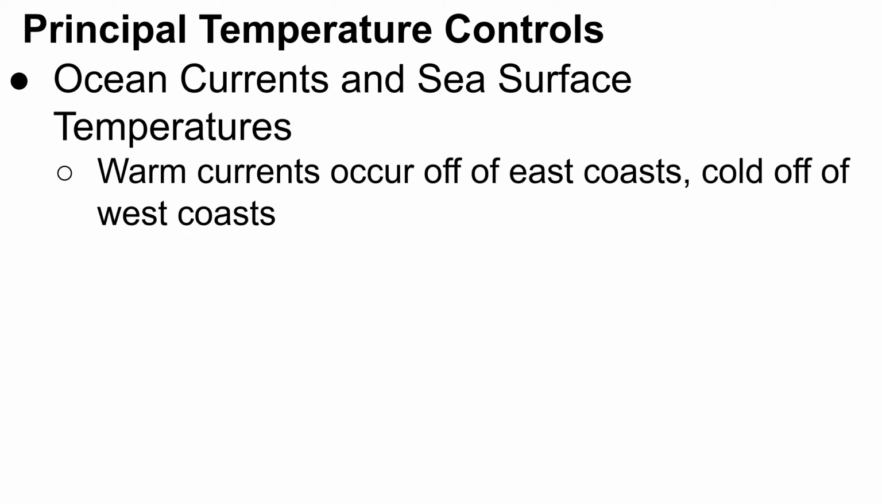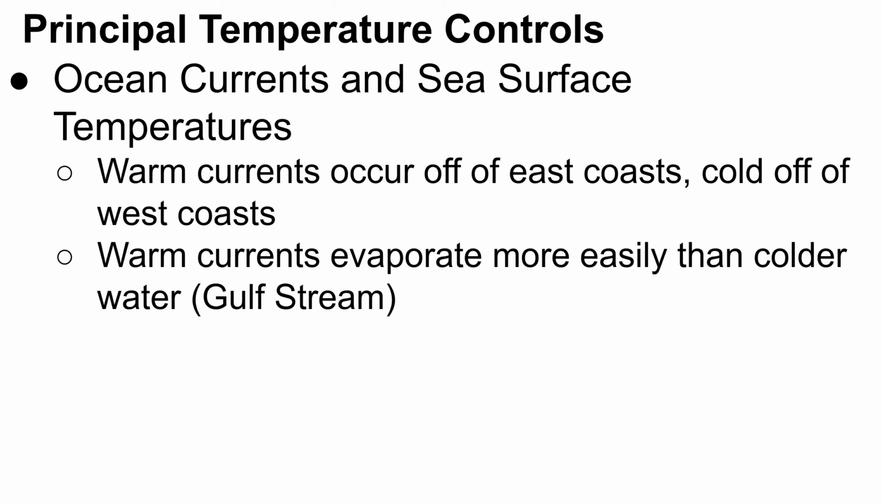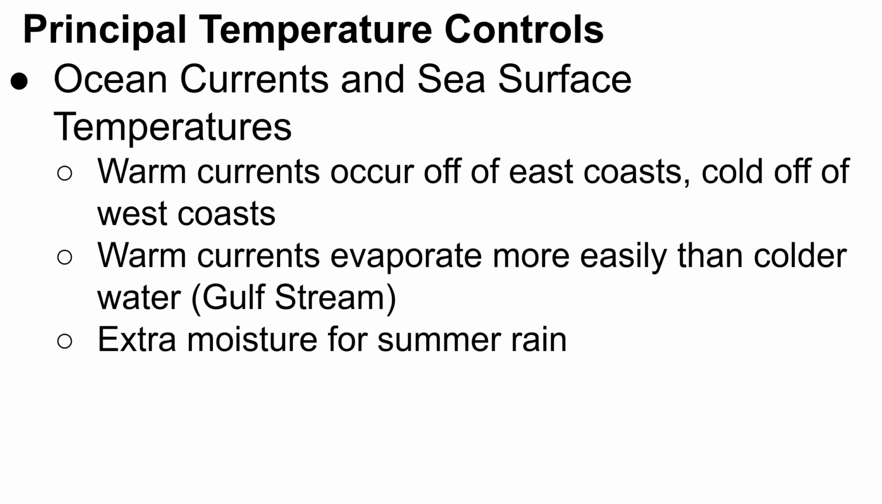Ocean currents and sea surface temperatures. All over the world on the East Coast, there are warm currents, and all over the world on the West Coast, there are cold currents. Warm currents evaporate more easily, so you get more rain if you're by a warm current. The air temperature is higher. There's more humidity. You get more rain. We have the opposite, right? We've got a cold current offshore, so we don't get as much rain. As opposed to places on the East Coast, the Southeast, they get lots of moisture for summer rain coming off of the Gulf of Mexico, which can hit 90 degrees in the summer.